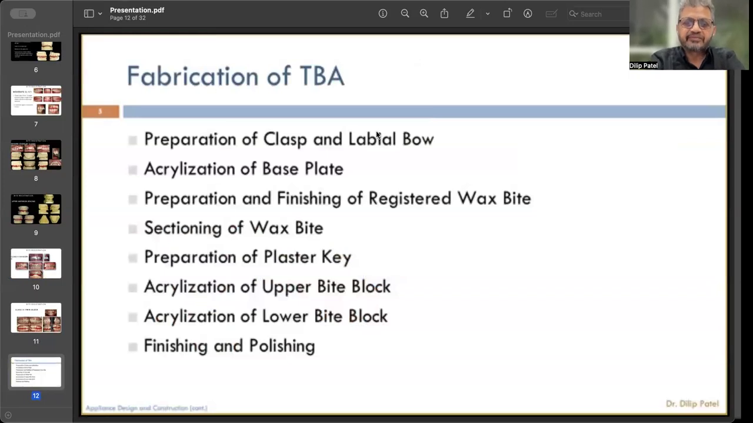Fabrication of the twin block. Fabrication of the twin block can be carried out with the following steps. Preparation of the clasp and labial bow. Usually 0.7 or 0.6 millimeter diameter stainless steel wire is used for the orthodontic clasp or a labial bow, or it should be 0.032 inches in diameter. You can prepare the Adams clasp, eyelet clasp, arrowhead clasp, or a labial bow in the same wire.